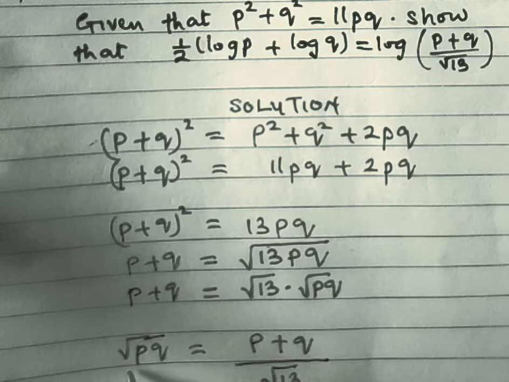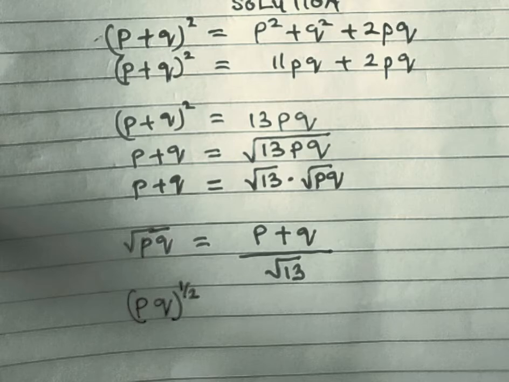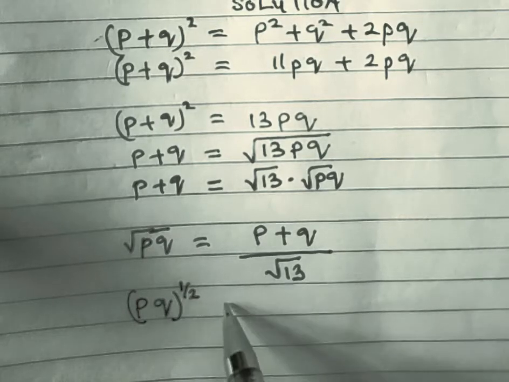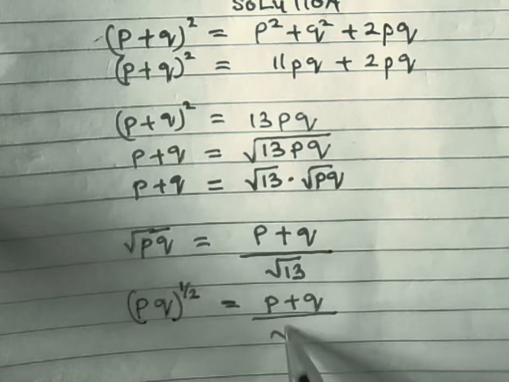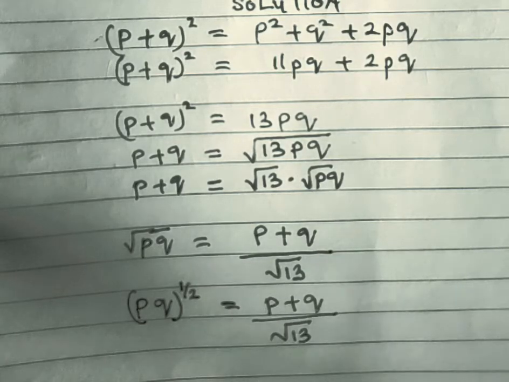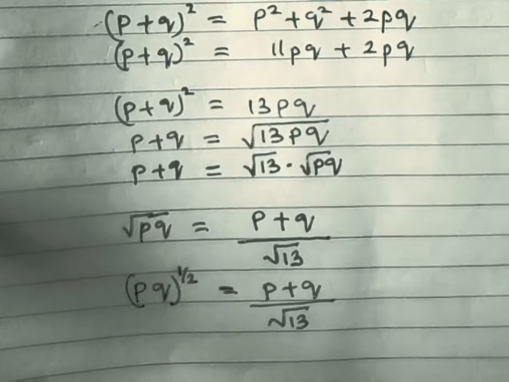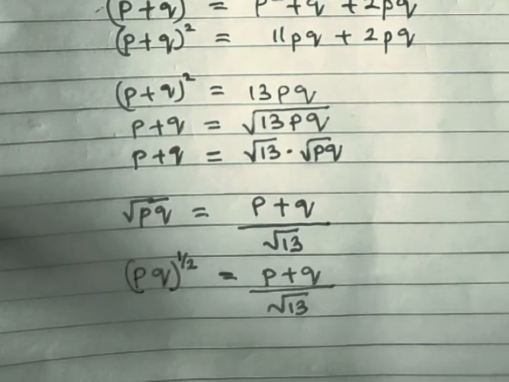Now the root of pq can be written as (pq) raised to the power of 1 over 2. So (pq) to the power 1 over 2 equals p plus q over root 13. Now at this point, what we are going to do is to introduce a log to both sides.